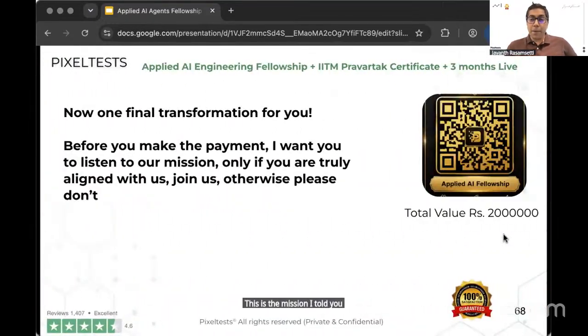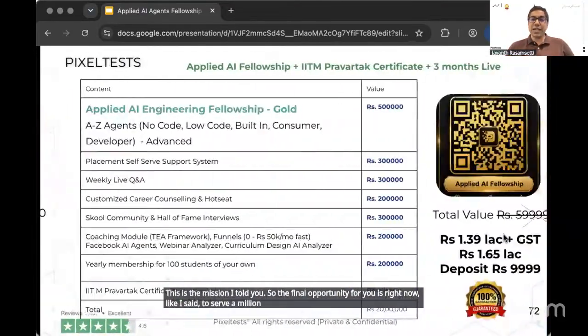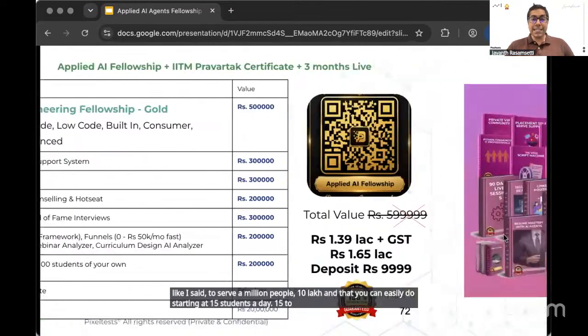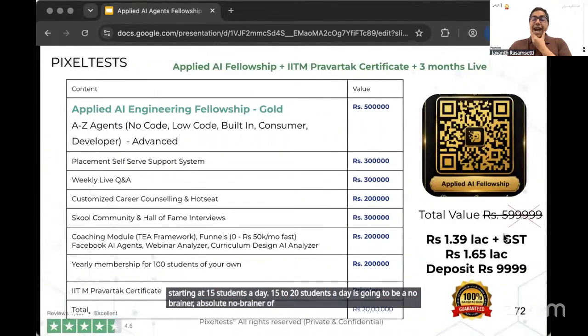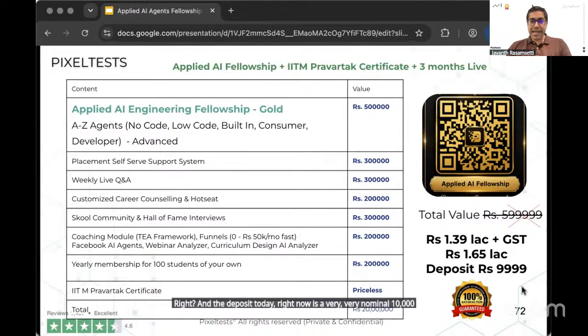So the final opportunity for you is right now, like I said, to serve 1 million people, 10 lakh, which you can easily do starting at 15 to 20 students a day. That is an absolute no-brainer at 1.39 lakhs, which plus GST comes to, I think, 1.65. And the deposit today, right now, is a very nominal 10,000 rupees. So I'm going to share the link right now.